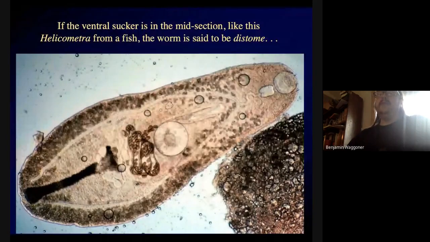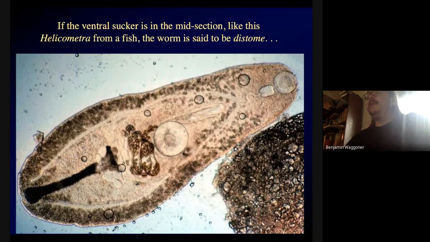We don't classify worms like this anymore, though we used to. But these are still terms you might encounter. This is one from a fish called Helicometra. The mouth is up at the upper right. You can see the sucker, that's that round thing. Just back of the sucker, there's a muscular pharynx, kind of oblong.